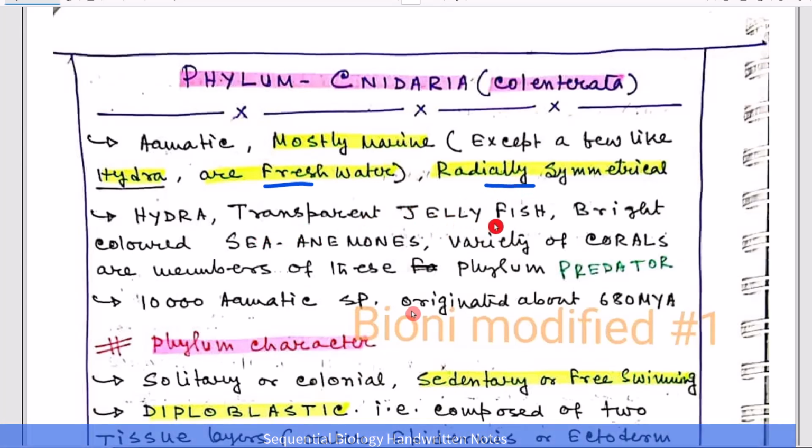Hydra, transparent jellyfish, bright colored sea anemone, and a variety of corals are members of this phylum, and they are predators. Usually they capture prey with the help of a special type of stinging cell, the cnidoblast cell. Almost 10,000 aquatic species originated about 680 million years ago.